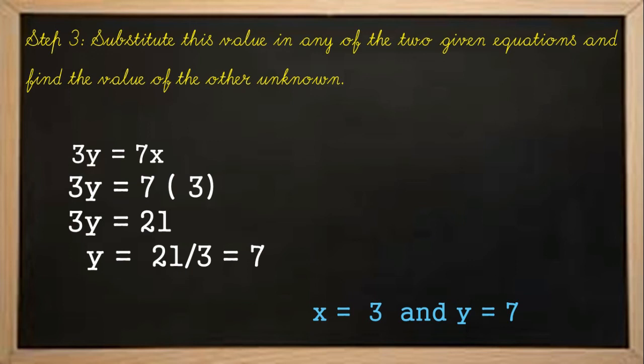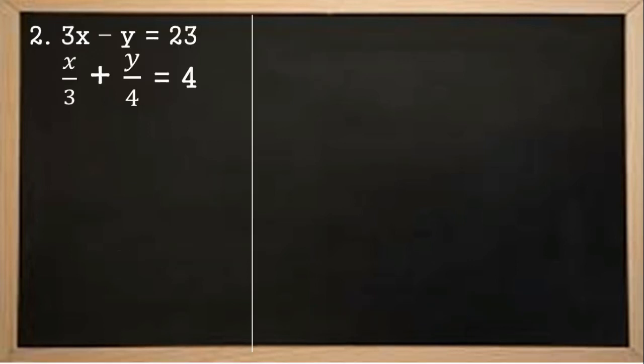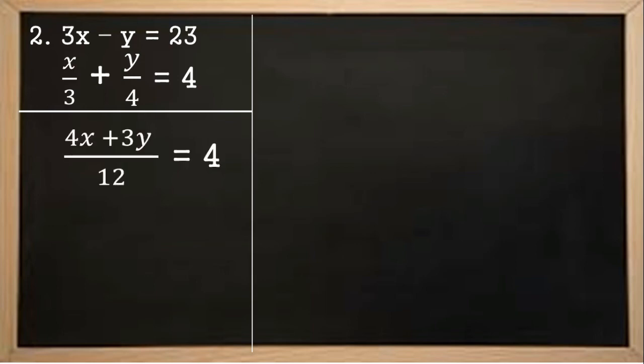Let us move on to the second question. 3x minus y is equal to 23. x by 3 plus y by 4 is equal to 4. If we observe the equations, the first equation can be kept as it is. Let us simplify the second equation. Take the LCM of 3 and 4, which is 12. So 4x plus 3y is equal to 4, and do the cross multiplication. Hence it will be 4x plus 3y is equal to 48.